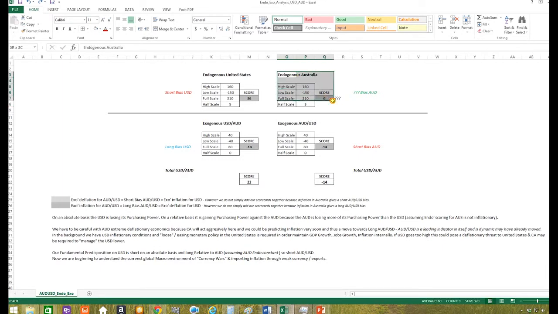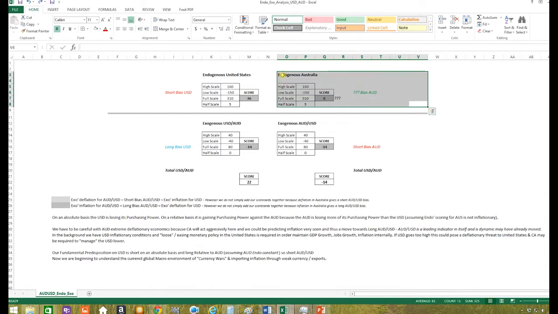Now on the right hand side, we have the same scorecard analysis for Australia in the endogenous analysis, but as you may recall, we haven't done our endogenous analysis for Australia through the video series. That's something that you're going to do in your spare time and apply all the same principles that we applied, getting the data and building the scorecards for the United States and working towards a scorecard for purchasing power for the US dollar. You're going to repeat this process for Australia and the Australian dollar.